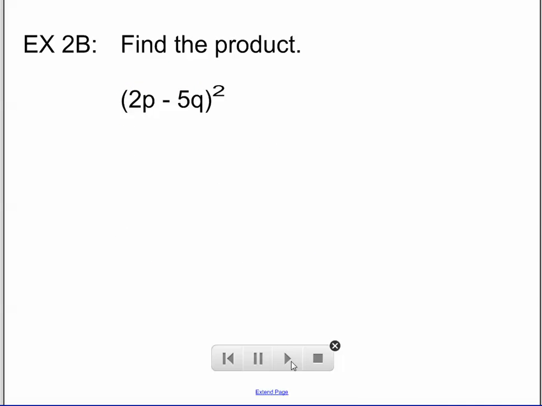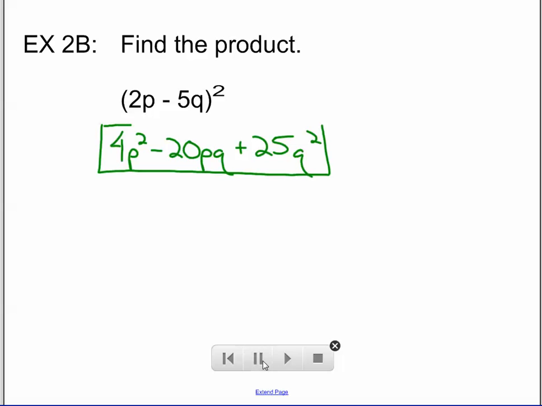One more of those. This is the square of a binomial pattern. 2p squared is 4p squared. 2p times 5q is 10pq. Doubled, it's 20pq. It's actually negative 20pq, because 2p times negative 5q is negative 10pq. Doubled is negative 20pq. And negative 5q squared is 25q squared.